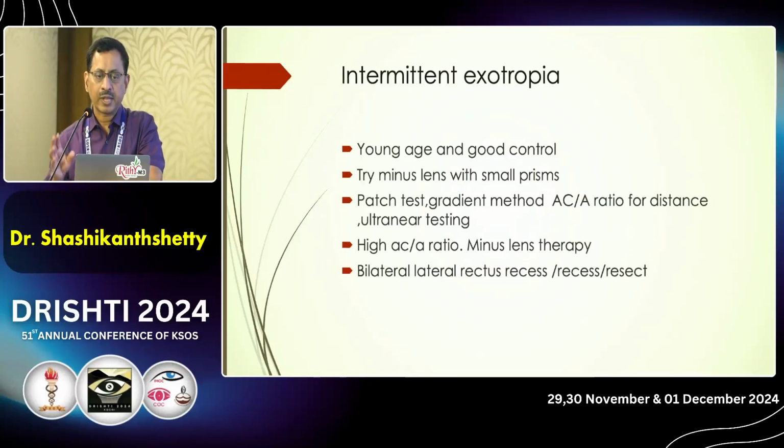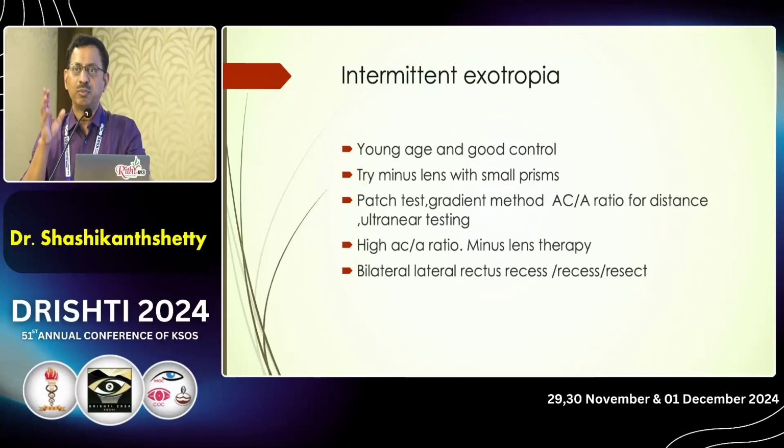And intermittent exotropia, when we need to operate, that's a very big question. So we avoid surgery if the child is less than 4 years, because of the possibility of developing consecutive esotropia. And if they have very good control, excellent control, we don't touch them. We either give them minus lens therapy with small prisms, base-in prisms, that helps them to accommodate and then converge and reduce their exodeviation. Or you can also try orthoptic treatment like alternating eye patching.